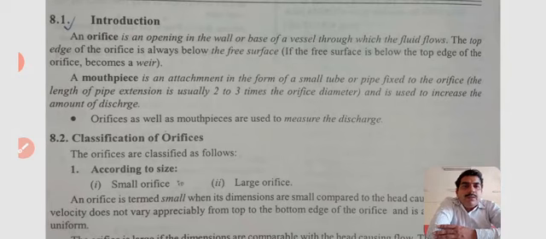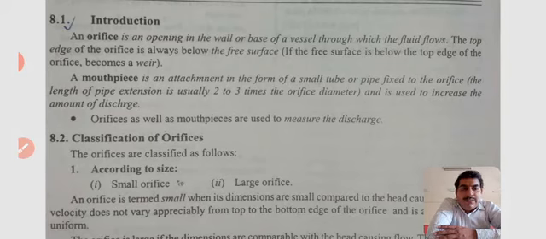Mouthpieces. A mouthpiece is an attachment in the form of a small tube or pipe fixed to the orifice. The length of the pipe extension is usually 2 to 3 times the orifice diameter and is used to increase the amount of discharge. Orifices as well as mouthpieces are used to measure the discharge. Both are techniques for the measurement of discharge.